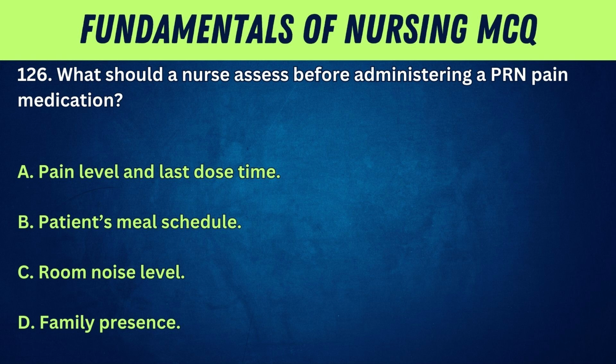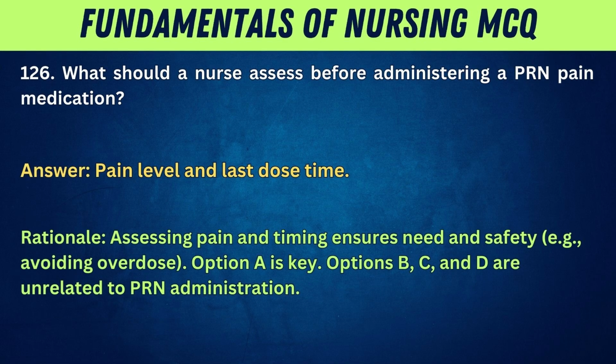C. Room noise level. D. Family presence. Answer. Pain level and last dose time. Rationale. Assessing pain and timing ensures need and safety, e.g., avoiding overdose. Option A is key. Options B, C, and D are unrelated to PRN administration.